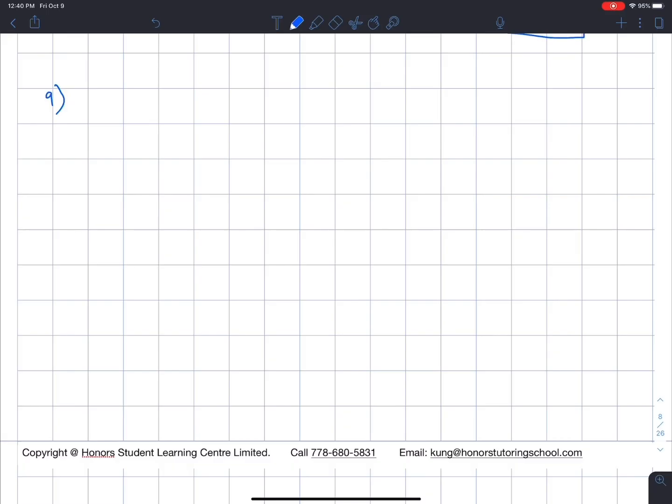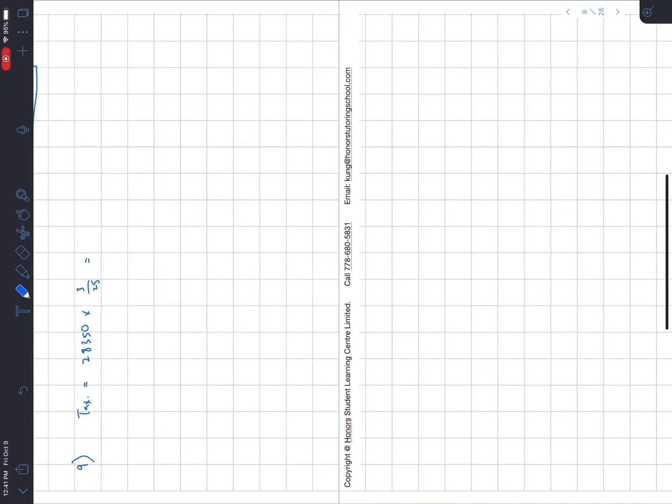Question 9. The sales tax on a car in BC is 3/25 of the price of the car. What is the total amount a person will pay for a $28,350 car? So I can first calculate the taxes that we need to pay. Is 28350 times 3/25. Again, this number is pretty big, so we should be allowed to use a calculator for this question. I will just type that into the calculator.